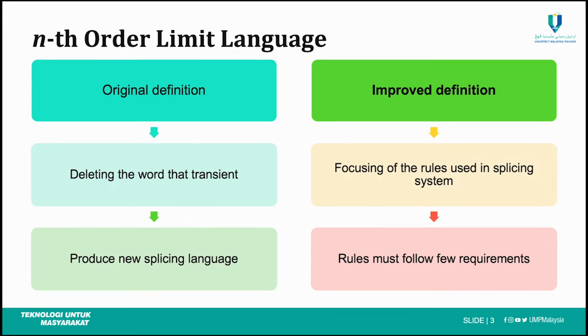We have improved the definition of nth order limit language, where right now we focus on the number of rules used in the splicing system. The rule used in the splicing system must possess certain requirements. Later, you will see that the number of rules used in the splicing system affect the order of limit language.